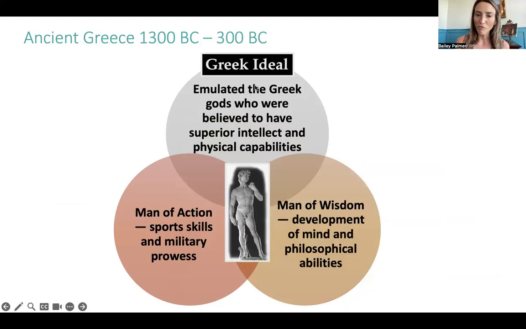The man of action, they valued sport skills and being physically fit, which helped them with military prowess. And then the man of wisdom, you want to think of intellectual, cognitive, emotional type development. So development of the mind and philosophical ideals. And so they valued both of them.